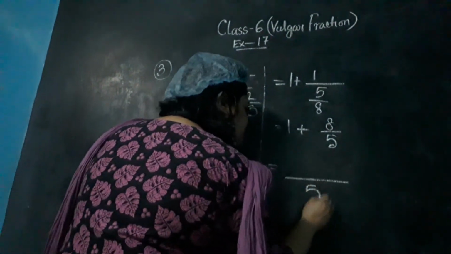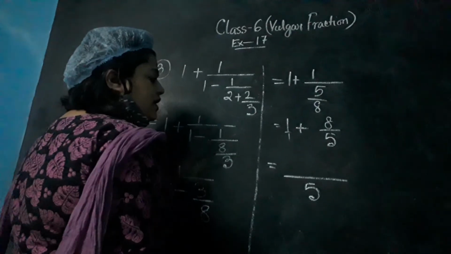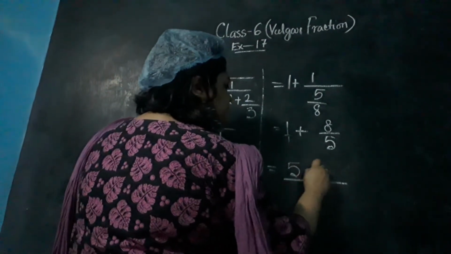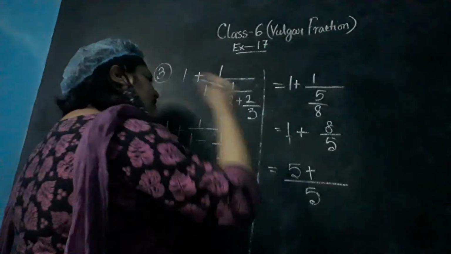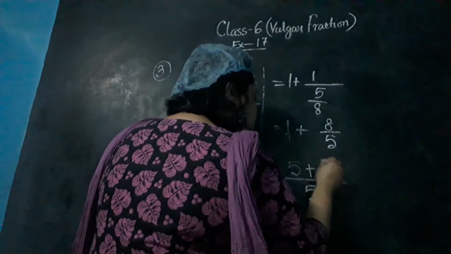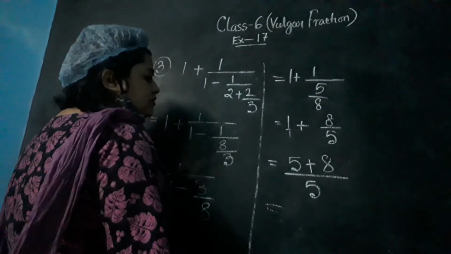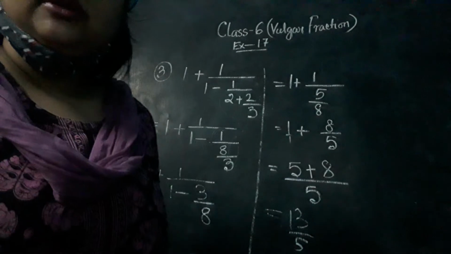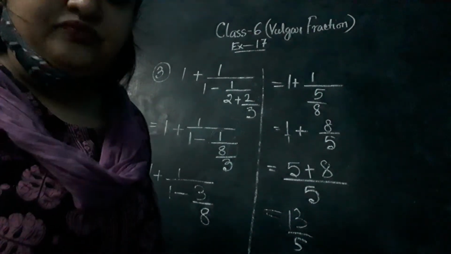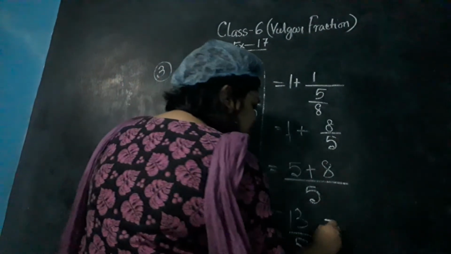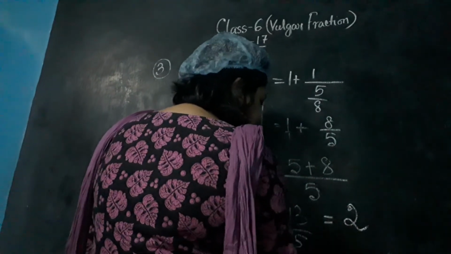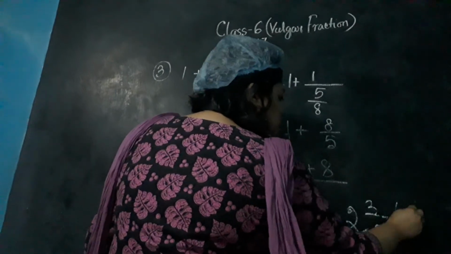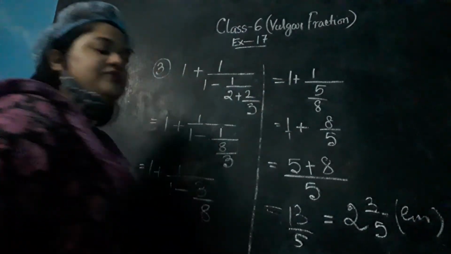The LCM is 5. Here you have only 1, so 1 5s gives you 5. 5 1s are 5, plus 1 8s are 8. So the answer is 13 by 5, which is an improper fraction, and you change it into a mixed fraction. 5 2s are 10, remaining is 3 by 5. So 2 3 by 5 is the answer.